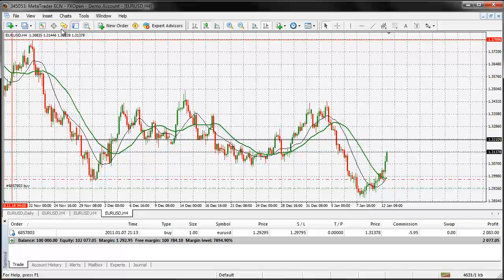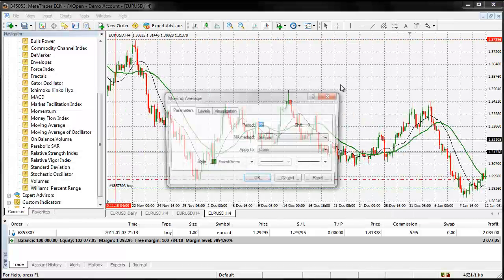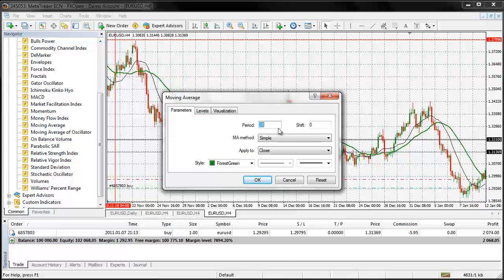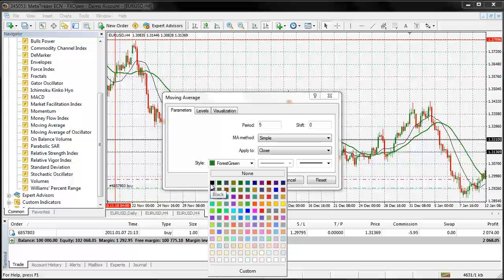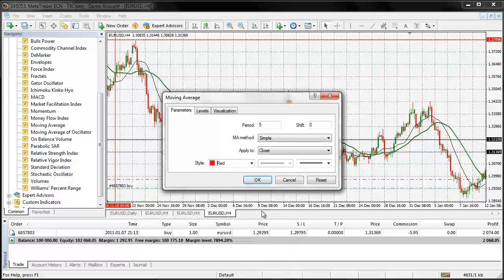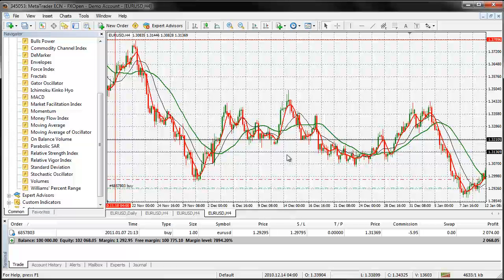I could put another moving average on if I want to, and I can show you one where it really follows tightly to the candles. Let's just find a color. Now you can see how this red line has followed more or less in line with the candles. So that's a much faster moving average. The higher the period you have in there, the slower it becomes because it's measuring more data.